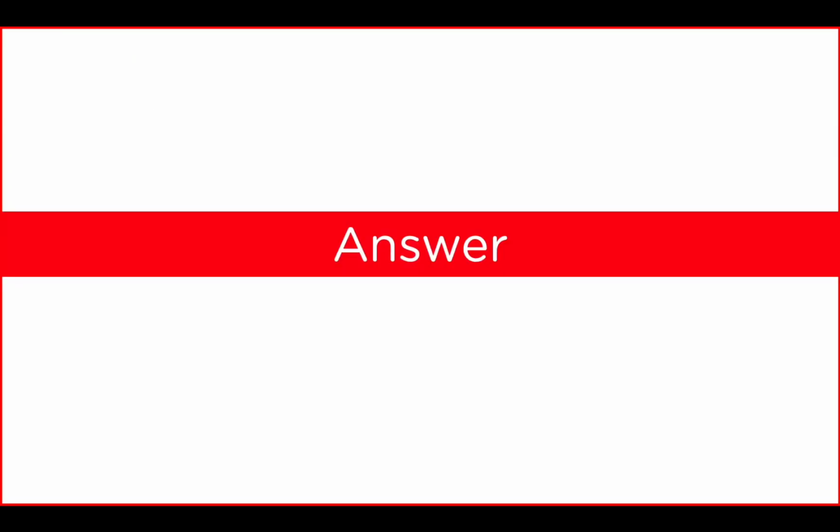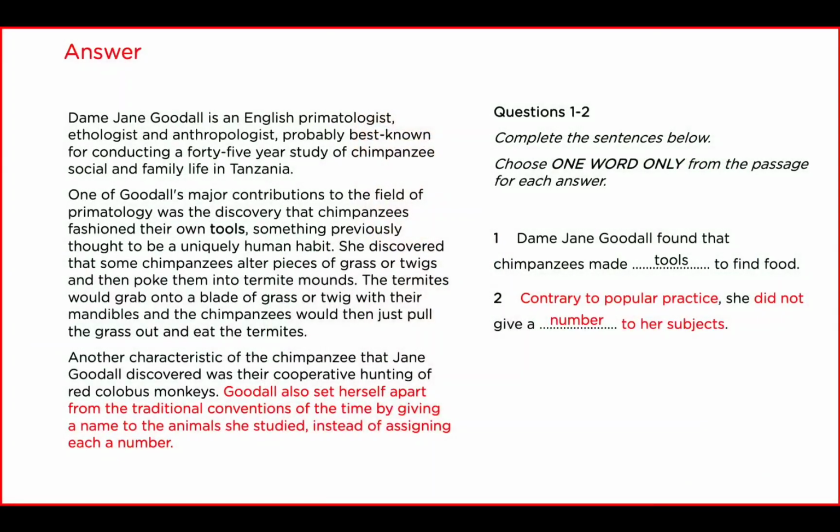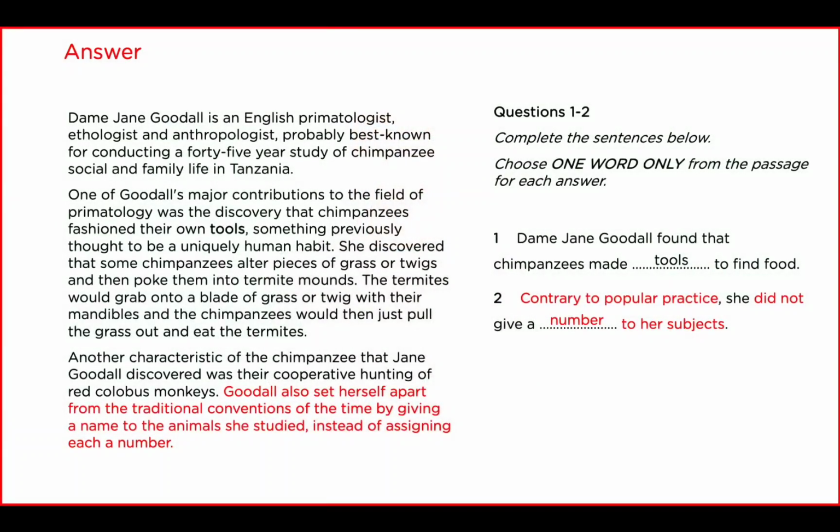Let's check the answer. So the question was, contrary to popular practice, she did not give A something to her subjects. Now, a good little clue here is this article, so I know that coming up next is a singular noun. And this is the section that you were looking at. Good also set herself apart from the traditional conventions of the time. So contrary to popular practice, she did something different to what everybody else did. She set herself apart from the traditional conventions of the time by giving a name to the animals she studied.